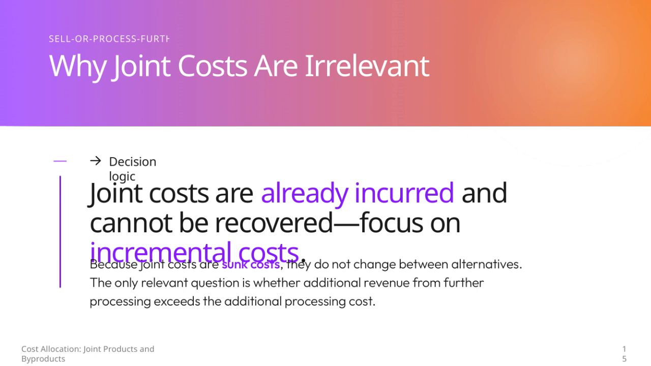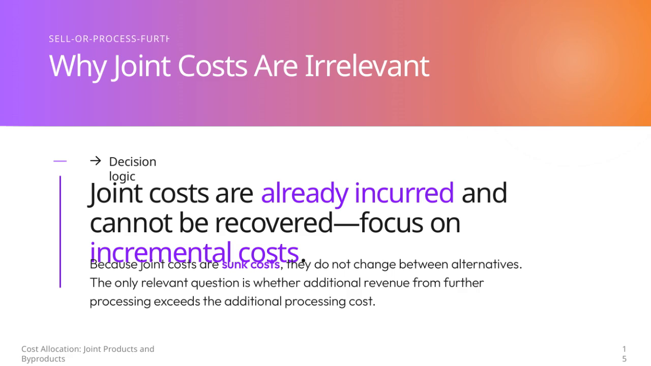The key is to focus on incremental costs, which are the additional costs incurred if we decide to process the product further. Since joint costs don't change regardless of which option we choose, the real question is whether the extra revenue gained from further processing is greater than the incremental cost it requires.